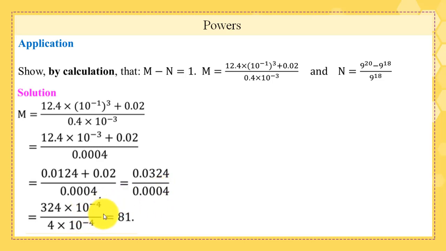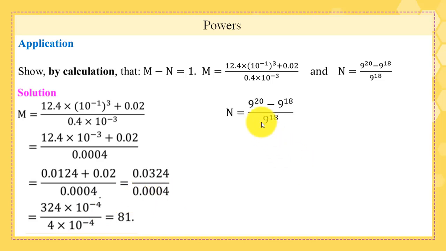And 0.0004 equals 4 times 10 to the power minus 4. Hence, m equals 324 times 10 to the power minus 4 over 4 times 10 to the power minus 4. The last step is to simplify 10 power minus 4 on both sides of the fraction. And we simplified m. So 324 over 4 is 81.